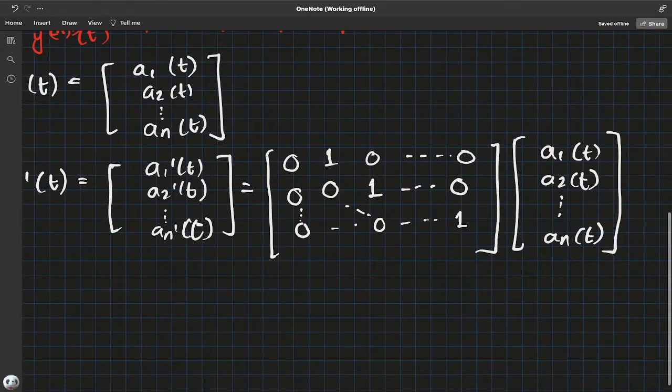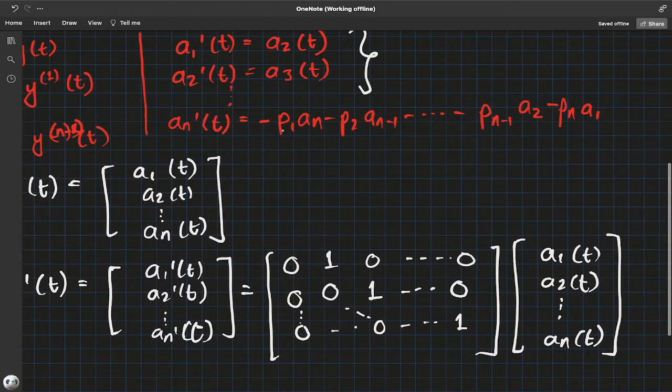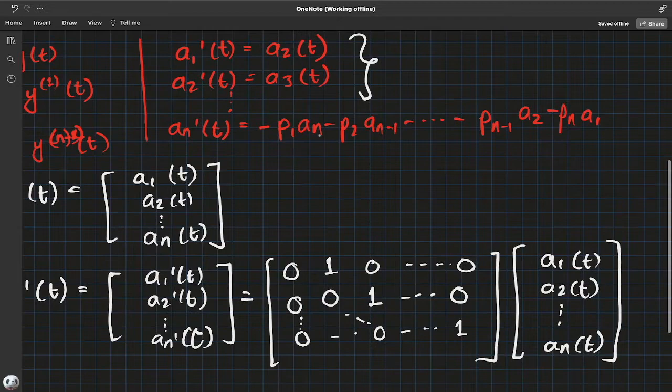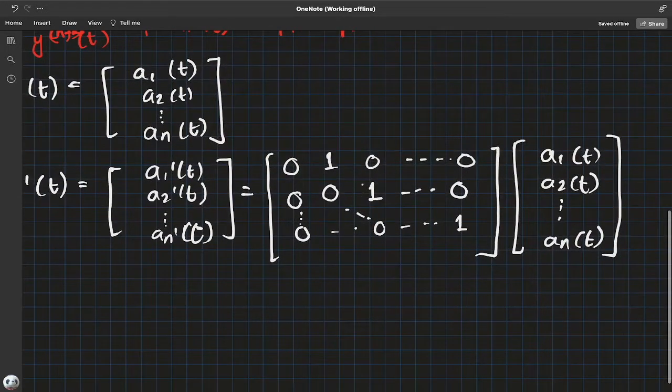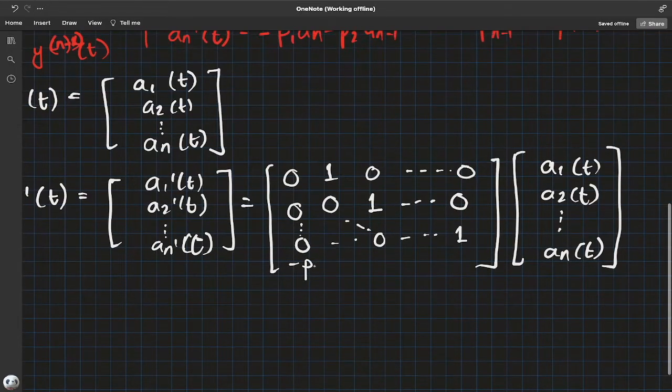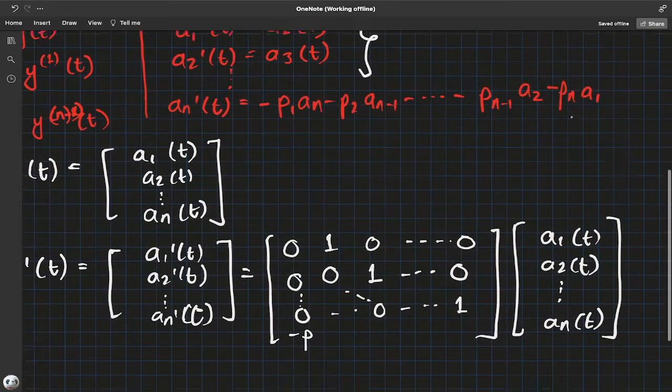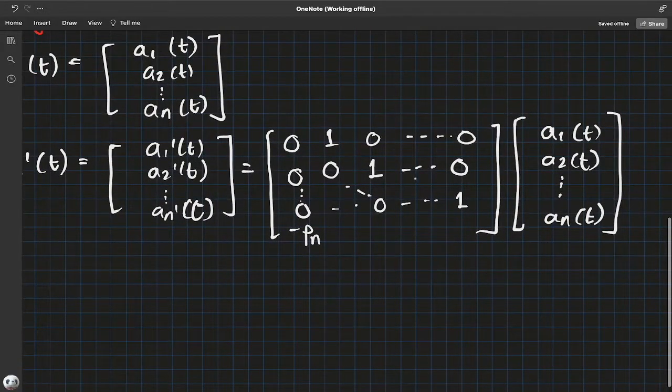And then for the an prime, we have this last equation. So just instead of having this 0 like 1, we have these coefficients p1, p2, pn with negatives in with them. So whatever is with a1, that's pn. So negative pn, negative p sub n minus 1.